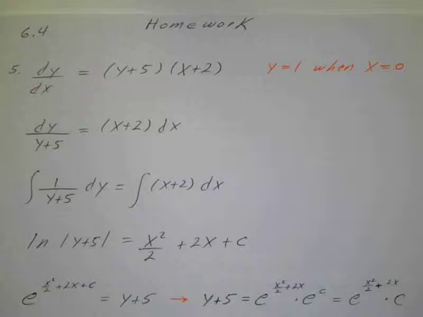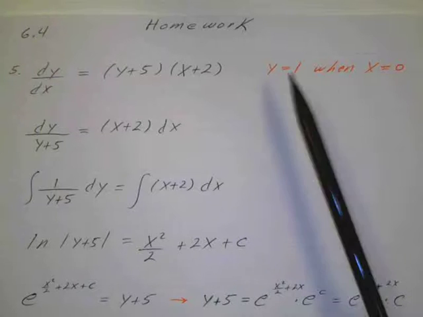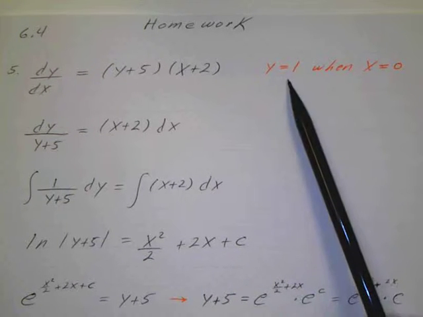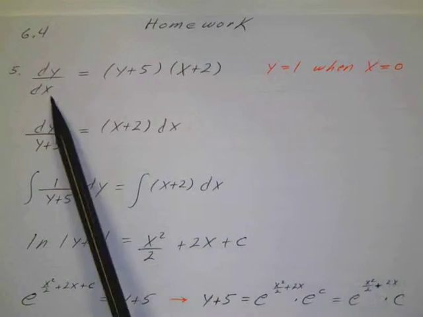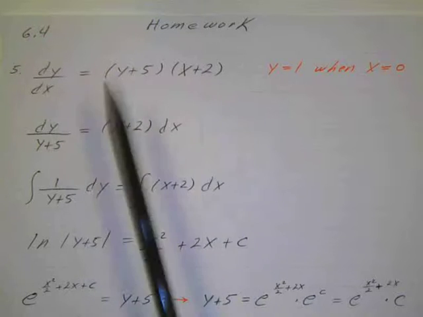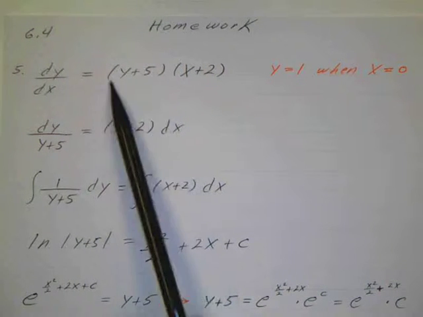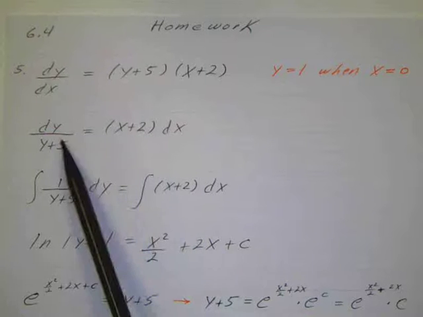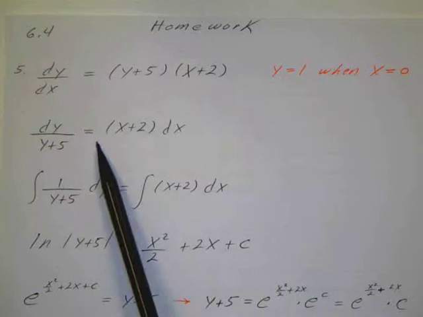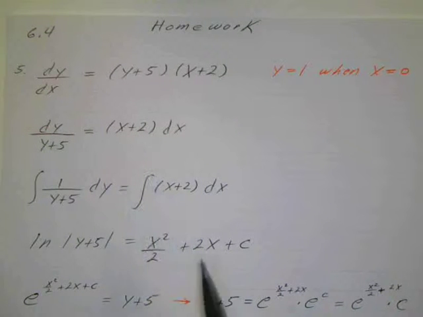Okay, more problems from 6.4. This is number 5, another differential equation with initial conditions: y equals 1 when x equals 0. So again, we just separate our variables. We divide both sides by y plus 5, so we get dy over y plus 5, and multiply by dx, and we've got x plus 2 dx.